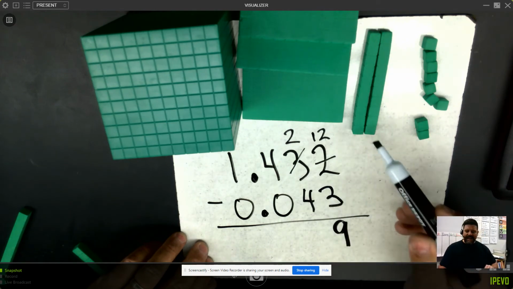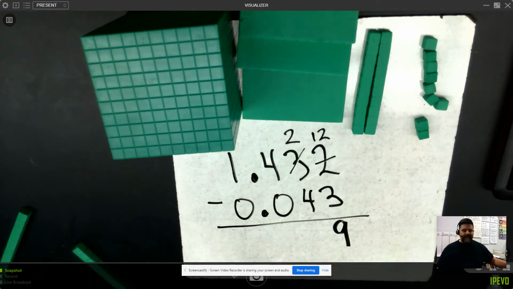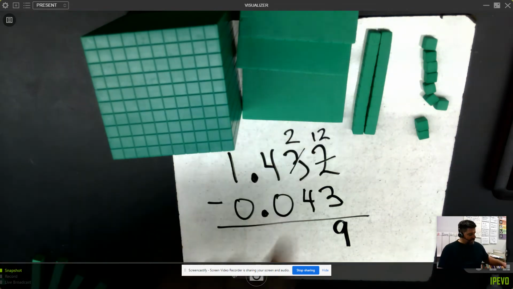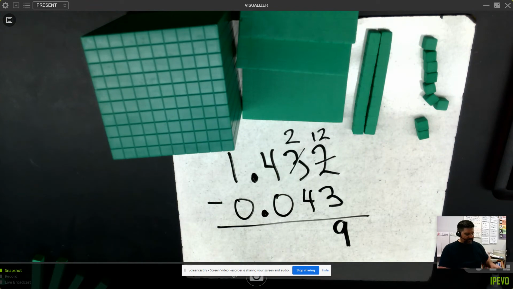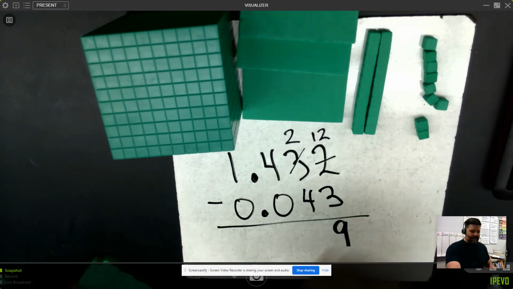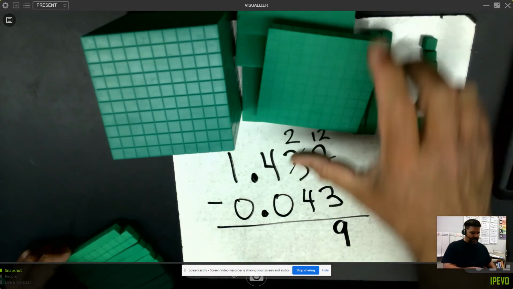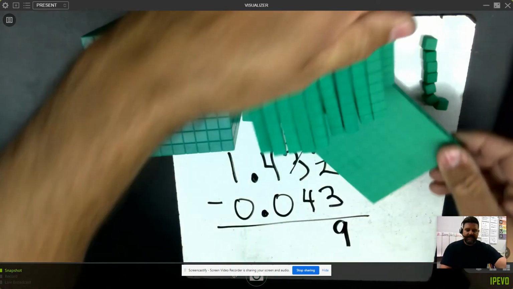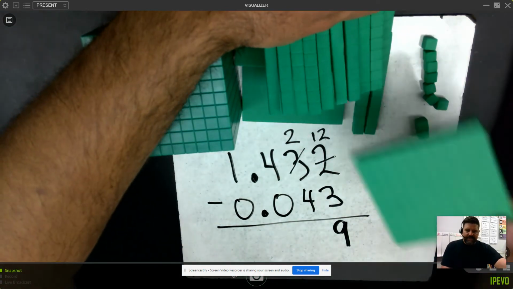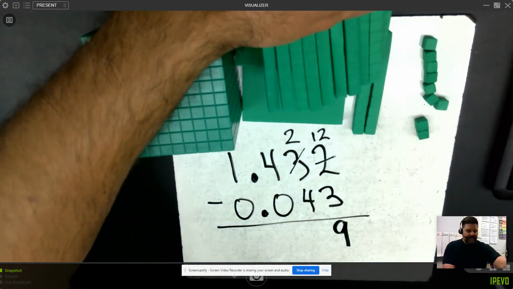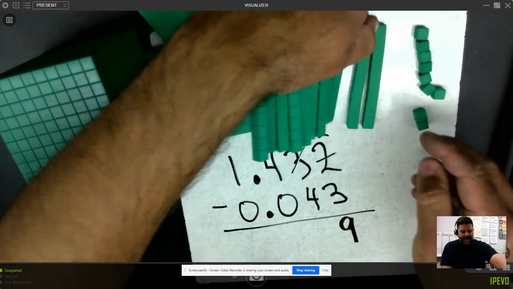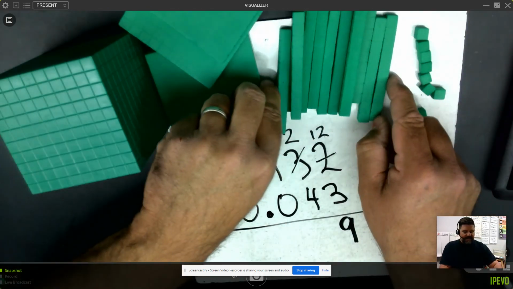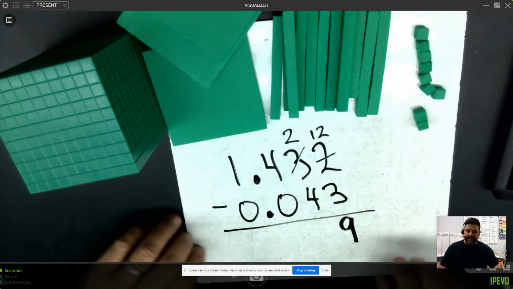Now I see 2/100ths left, and I want to take away 4/100ths. I don't have 4/100ths to take away. That means I'm going to have to rename one of my tenths for hundredths. How many hundredths would it take to rename a tenth? If you said 10/100ths, you would be correct. I can take my 10/100ths and add them to my 2/100ths, and that would give me a total of 12/100ths.